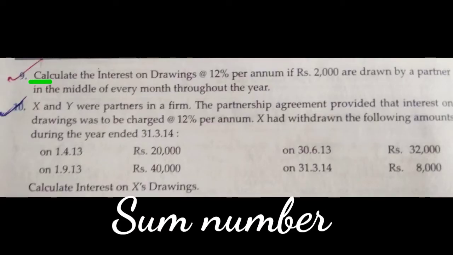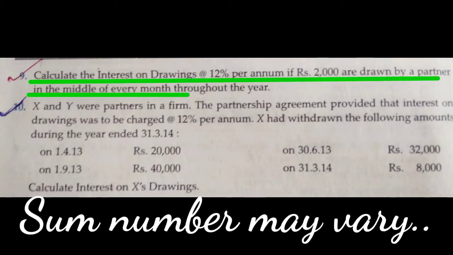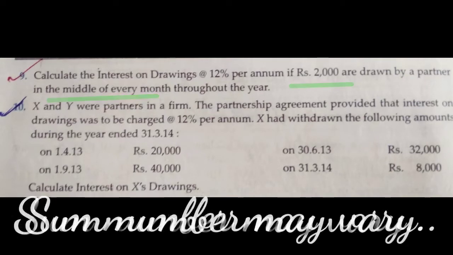Here they have asked to calculate the interest on drawings at the rate of 12% per annum if rupees 2000 are drawn by a partner in the middle of every month throughout the year. See students carefully, the amount of drawings by the partner is the same throughout the year. It is 2000 throughout the year, and the time span also is the same throughout the year, that is the middle of every month. So we will follow the simple method here.